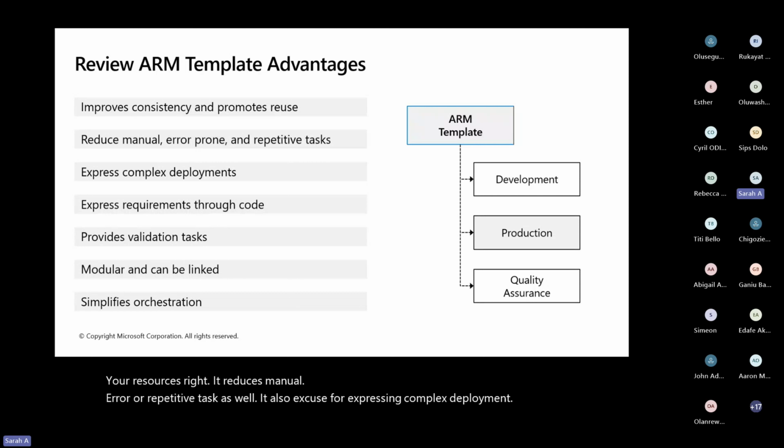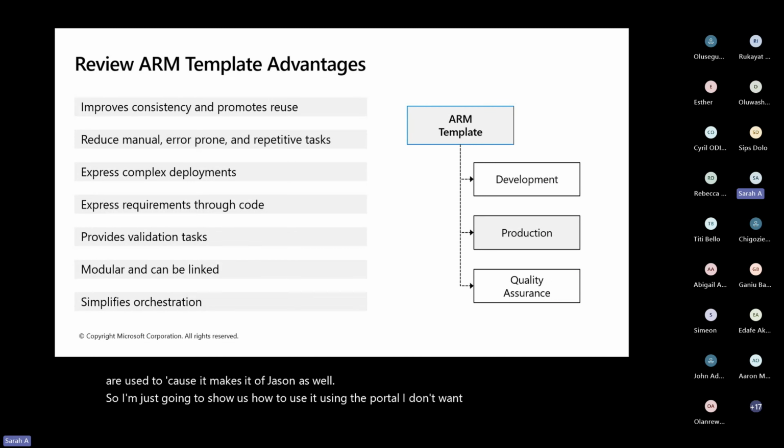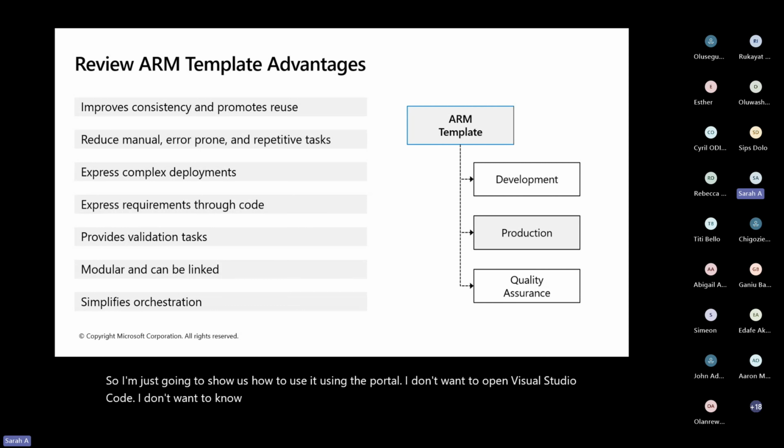They are also used for expressing complex deployments. This is a little bit, I won't call it too complex, but it's just different from what we are probably used to, because it makes use of JSON as well. So I'm just going to show us how to use it using the portal. I don't want to spin up Visual Studio Code yet, but I'm going to show us how to deploy it using the portal and what it looks like, so that you can have a feeling of what ARM templates look like.